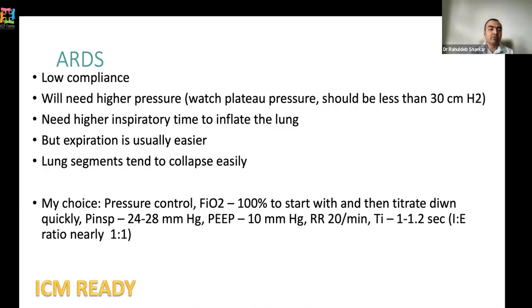That's another thing that we have to know, which I'm sure most of us know anyway. So my choice will be pressure control. I would start high, but titrate down very quickly. Inspiratory pressure, again, you have to titrate, but somewhere between 24 and 28, and high-ish PEEP. Respiratory rate start at 20, but keep a high-ish inspiratory time and look at the flow-time curve to decide what is best. We all know that.